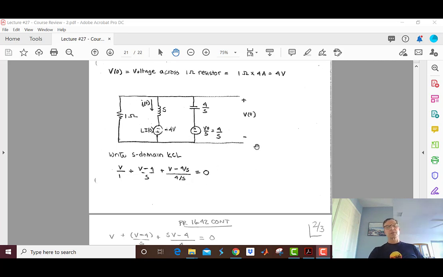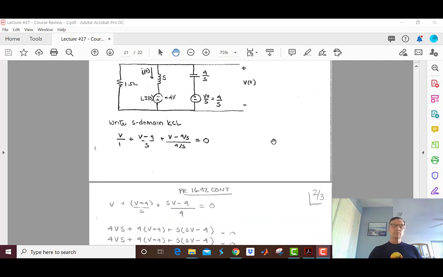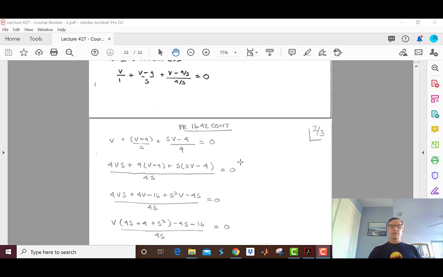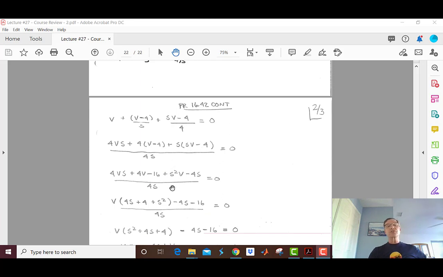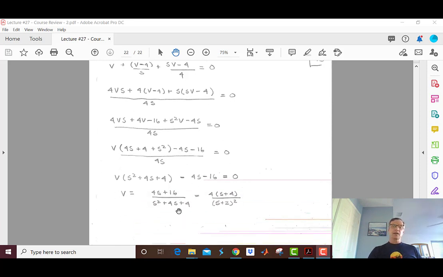So the seagull wrote that equation and says, what do I got? Looks like I got one equation in one unknown. That's a good thing. I just got to solve this rascal for V. So I do all the solving, write things out, and use common denominators. It's so easy when it's all laid out here, and it's so hard to do on an exam, and I totally get that. But by the time I'm done, I end up with V equals 4 times quantity S plus 4 divided by S plus 2 squared.